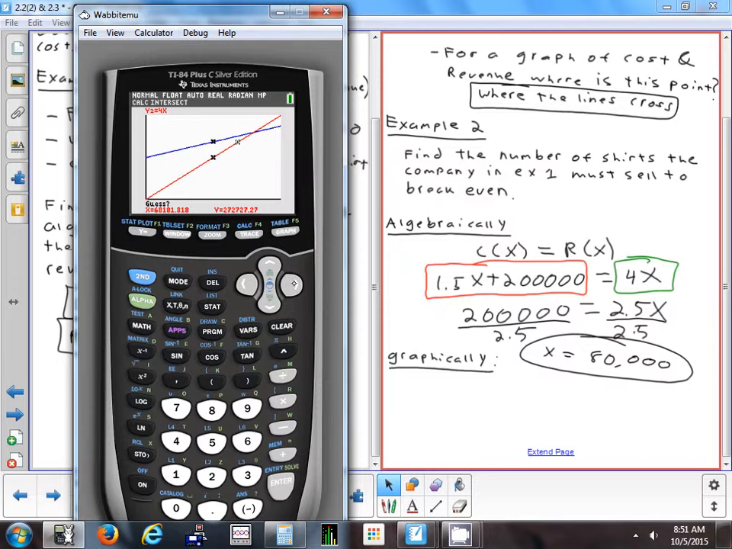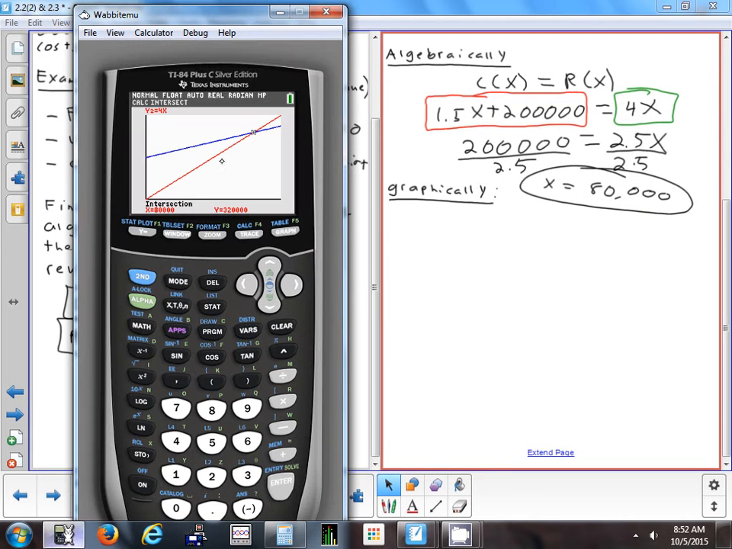Does the guess really matter in this case? No. All right, if you have maybe a parabola like a U shape, you'd have to put the guess closer to the intersection you want. But there's only one. So it gives us the same answer. X is 80,000 shirts.